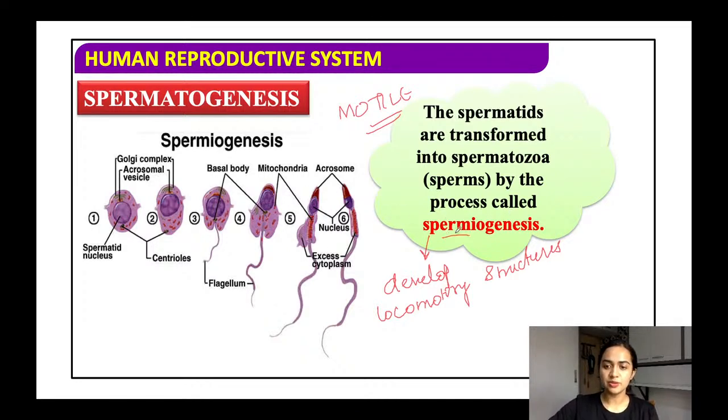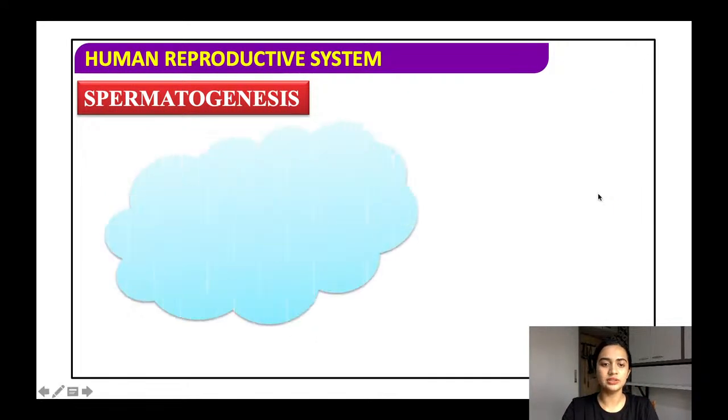So in the spermiogenesis process, the spermatogonium at the start is quite heavy. It is very heavy in the beginning. But in this process, that is the spermiogenesis, the cytoplasmic content will reduce. And once the cytoplasmic content is reduced, it will lead to the development of the locomotory structures or the tail. Fine. And this is how it will help in the motility of the sperm.